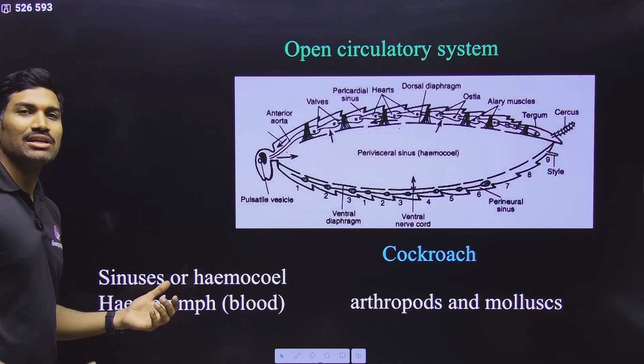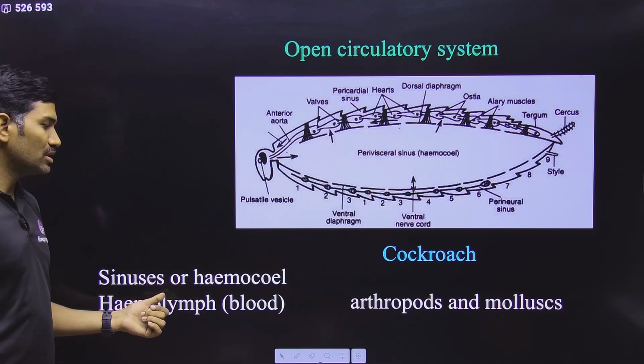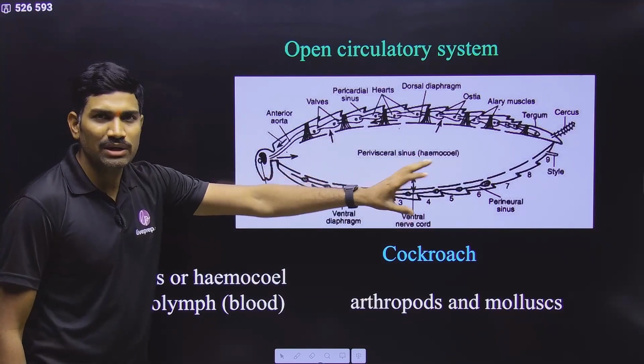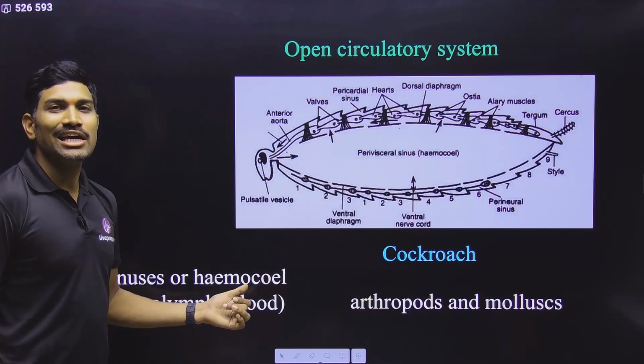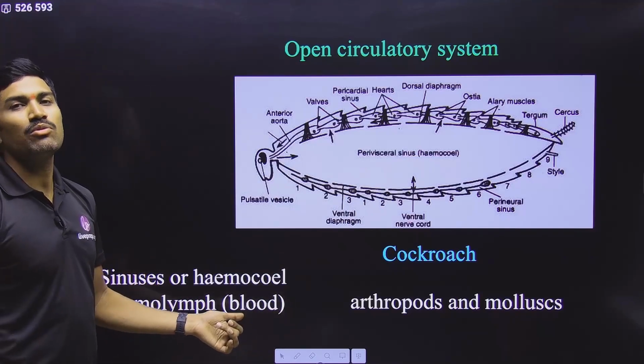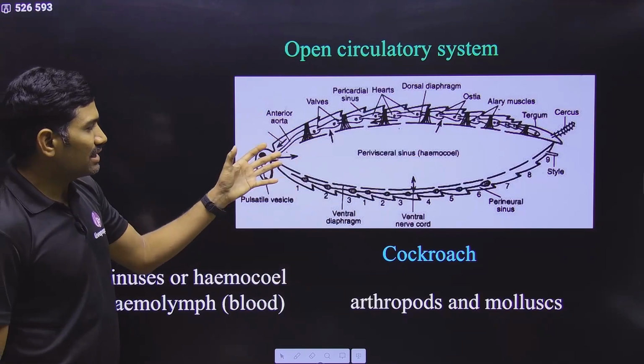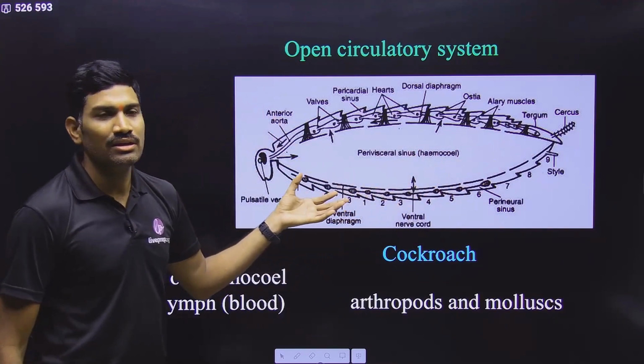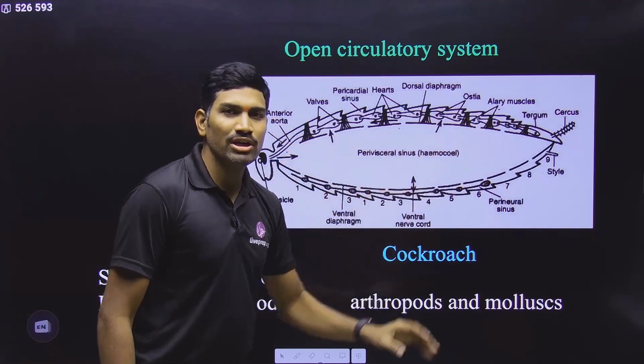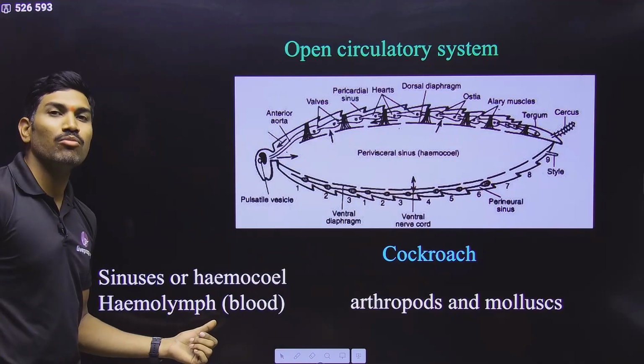So this body cavity, mainly in this particular organism, we are calling this the hemocoel. Hemocoel is the body cavity. Okay, please remember this. And in this body cavity, there is some fluid. That fluid is called hemolymph.